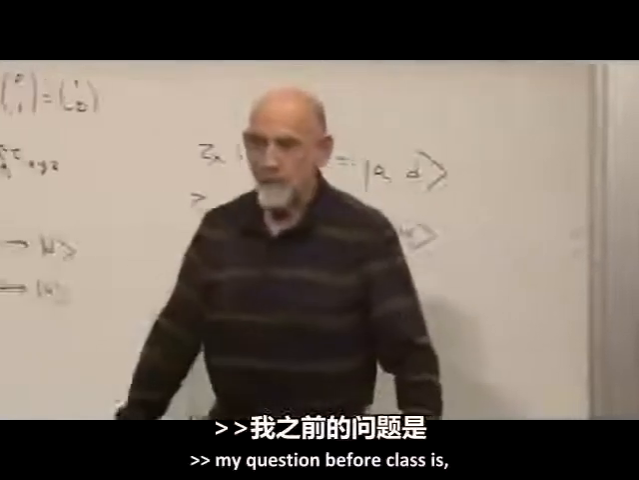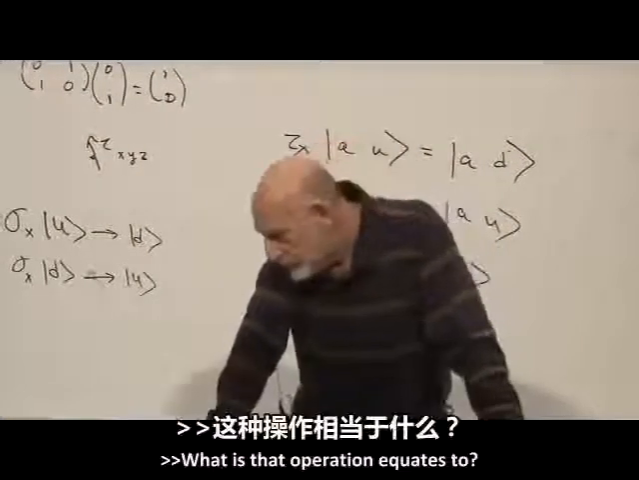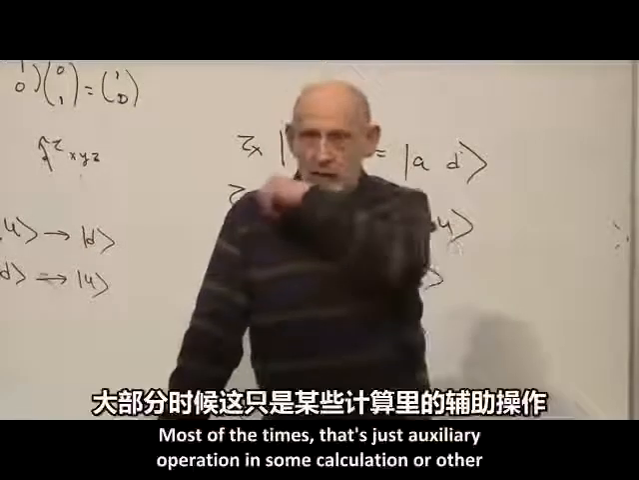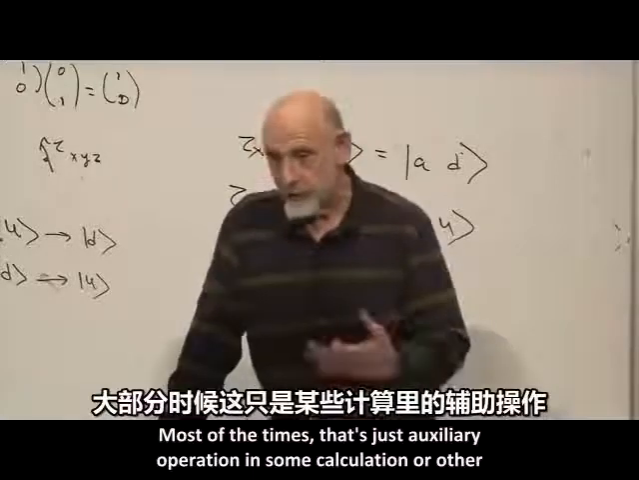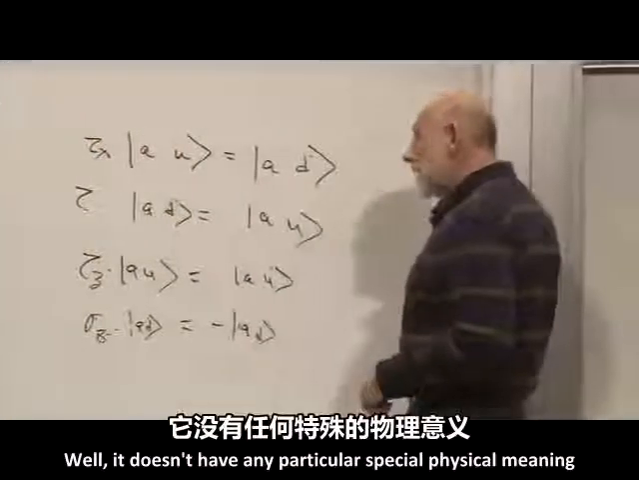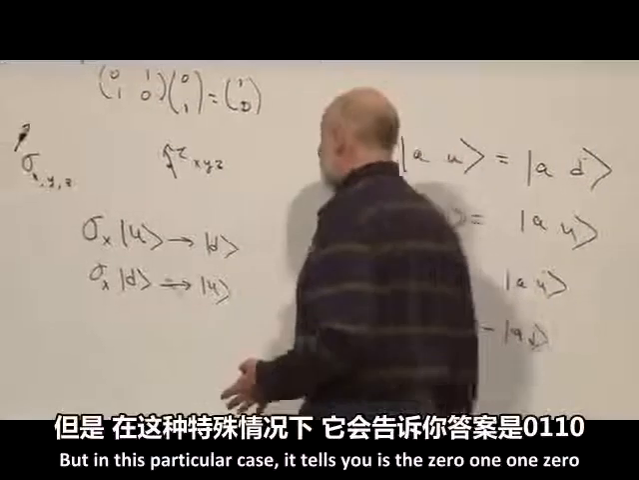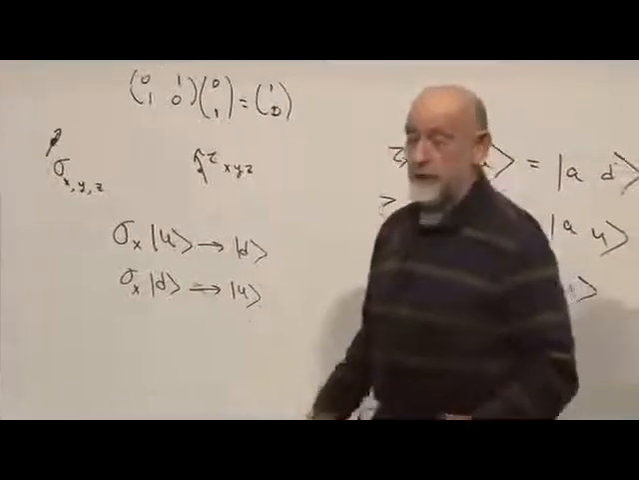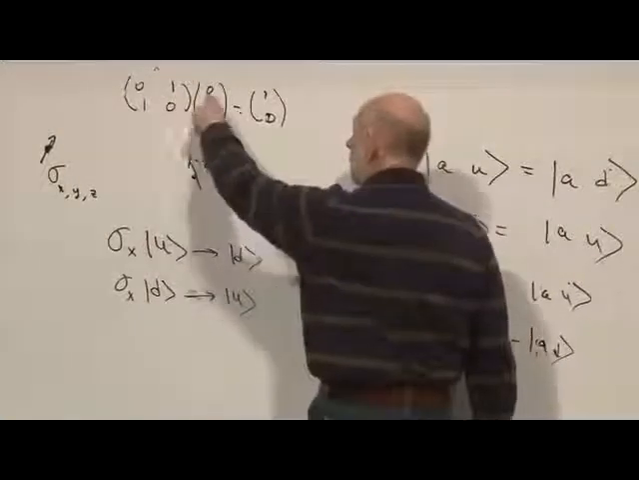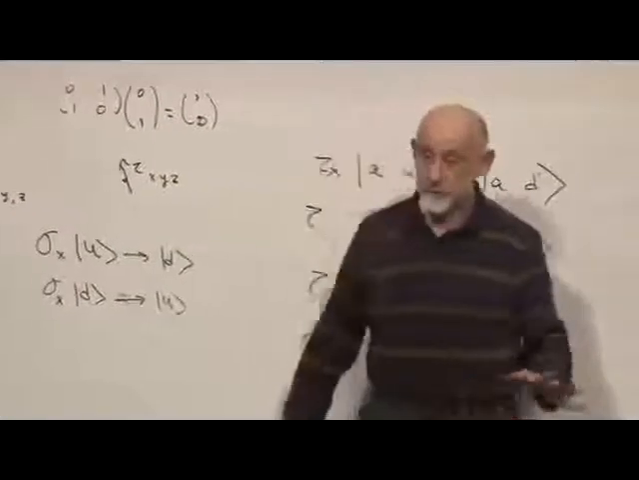That connects to my question before class: is there any physical meaning to applying an operator to a non-eigenvector? Most of the time, that's just an auxiliary operation in some calculation or other. It doesn't have any particular special physical meaning, but in this particular case, what it tells you is that 0, 1 and 1, 0 are about as far from eigenvectors as you can get. And what it tells you is that if you measure sigma x in an eigenstate of sigma z, the result is as random as it can be.